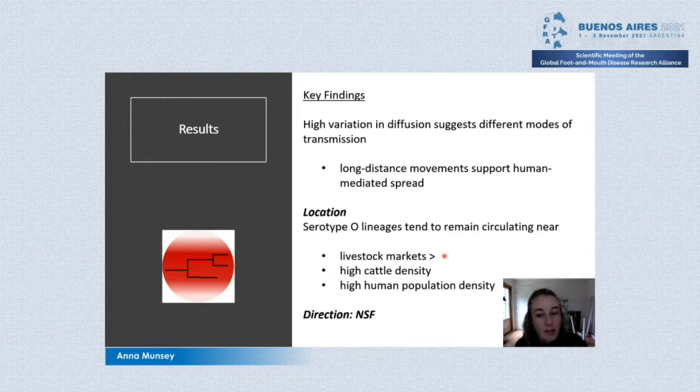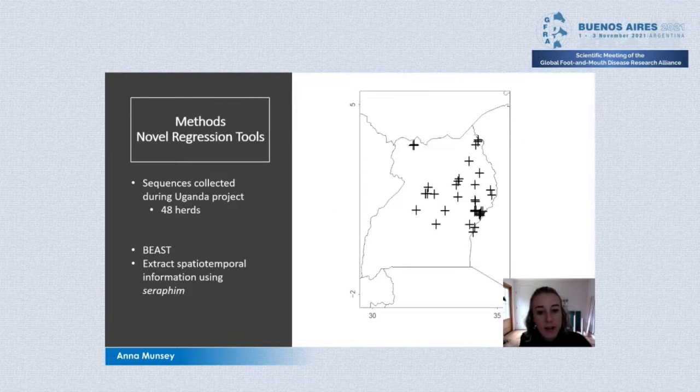So for the next analysis, we sought to develop tools which were more sensitive to directional trends or environmental gradients. To develop our novel regression tools, we wanted to use a data set with relatively intensive sampling relative to the previous GenBank data set. So we focused on just our Uganda data, a smaller area sampled over a shorter time period. And we also have a good understanding of the circumstances of sampling of these animals.